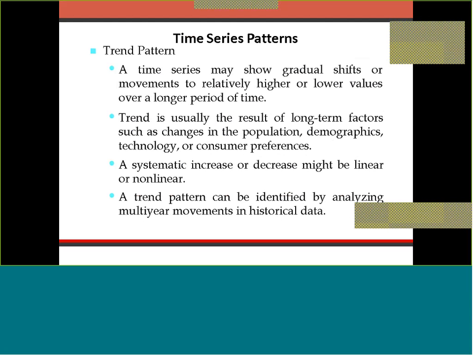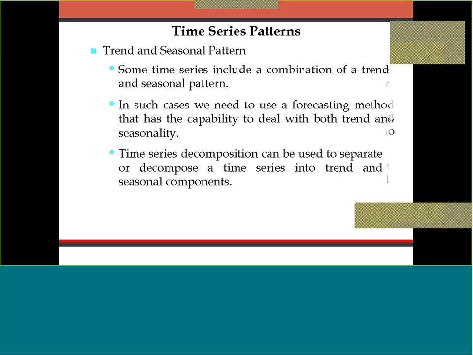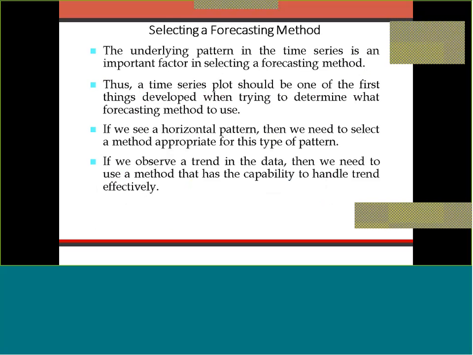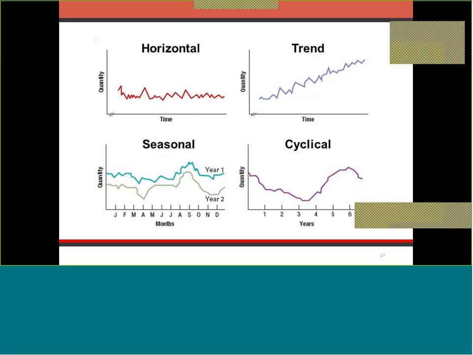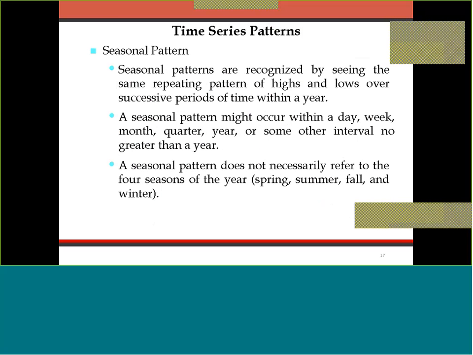Trend is usually the result of long-term factors such as changes in the population, demographics, technology, or consumer preferences. A systematic increase or decrease might be linear or non-linear. A trend pattern can be identified by analyzing multi-year movements in historical data. The name itself says it: trend means going to different levels continuously. If you go to the second graph, this is known as a trend type of pattern in the time series analysis. Then we'll go to the third type, which is known as seasonal pattern.